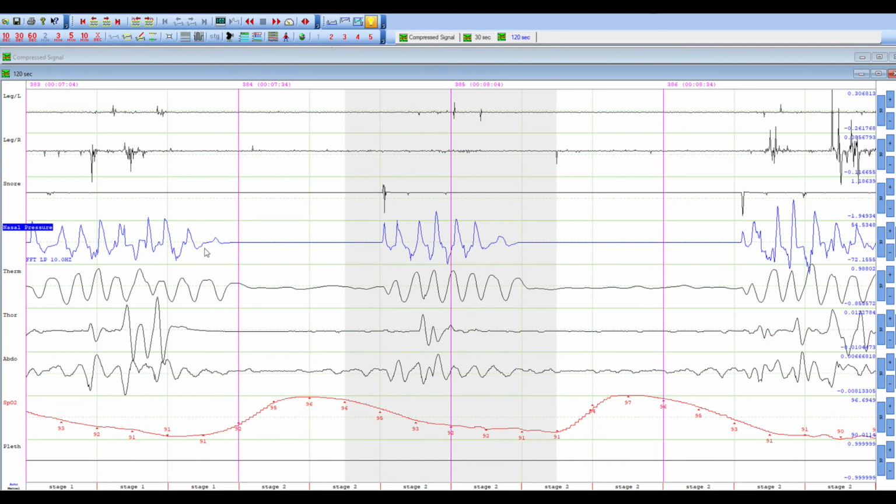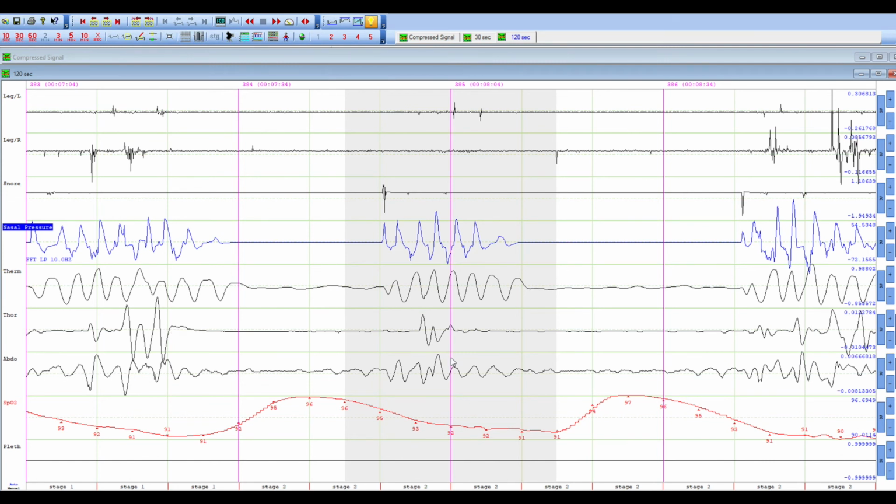And you can see there's just no flow in the nasal channel, and then there's very little change in temperature in the thermistor channel. Now, whether it's an obstructive apnea or a central apnea depends on what you see in the effort channels. So that's the thorax and the abdomen here, the size change in the chest and the size change in the abdomen.